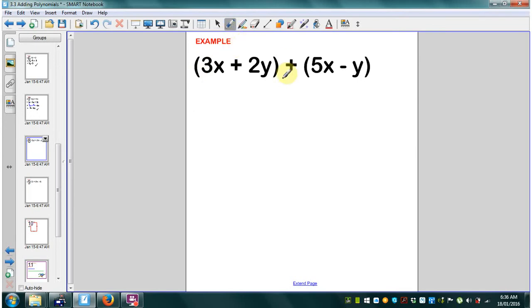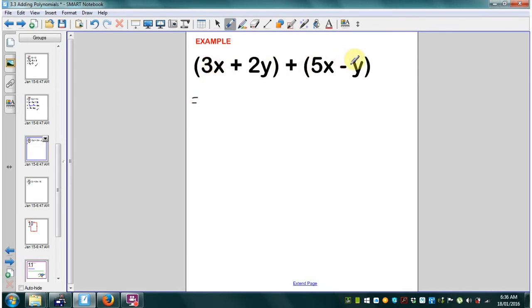So we're going to do this one together because we have 2 polynomials now. 2 binomials, sorry, put together, and we're going to need to know what to do here. So 3x plus 2y, that's one polynomial, plus 5x minus y, another polynomial. Quickly stop, look at our minus y. We know this means minus 1y. Okay, so now we're ready to get started.